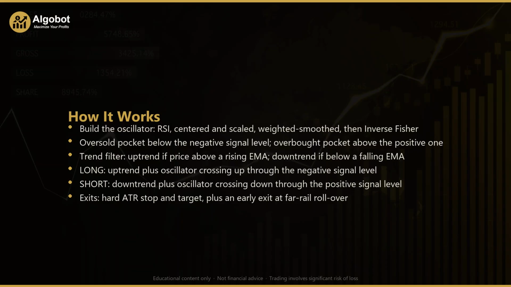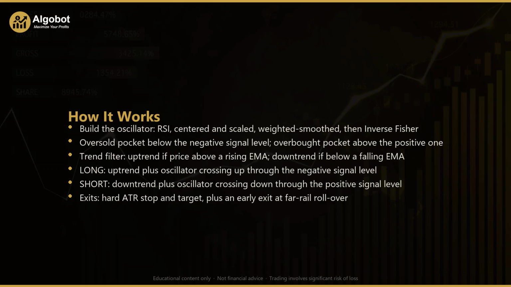Now the entries. For a long, the EA requires an uptrend, and it waits for the oscillator to cross back up through the negative signal level. That upward cross means the pullback dip has exhausted and momentum is turning back with the trend. For a short, it requires a downtrend, and it waits for the oscillator to cross back down through the positive signal level, meaning the counter-trend bounce has faded.